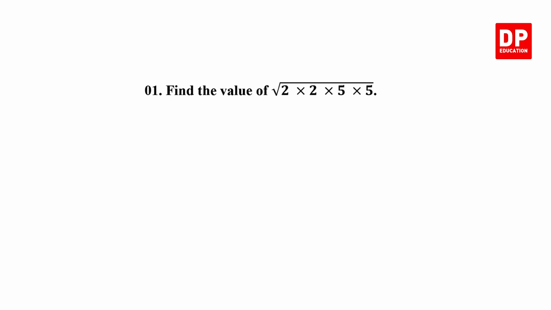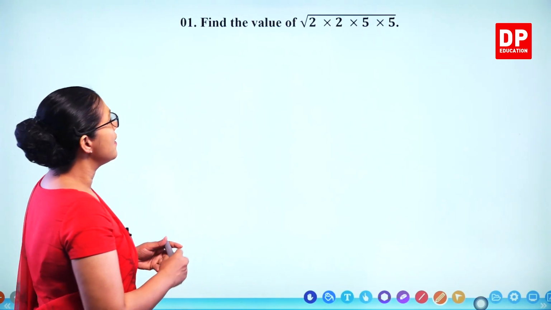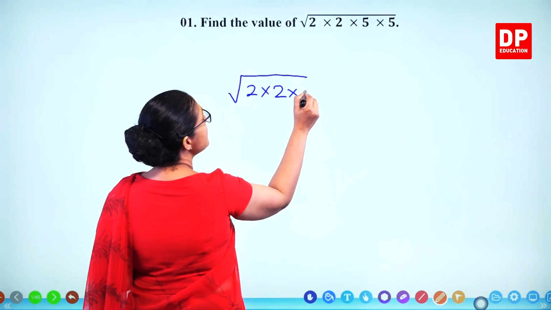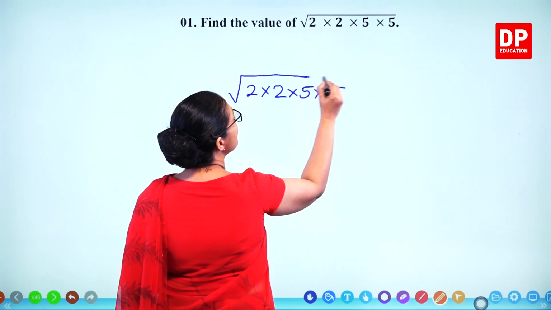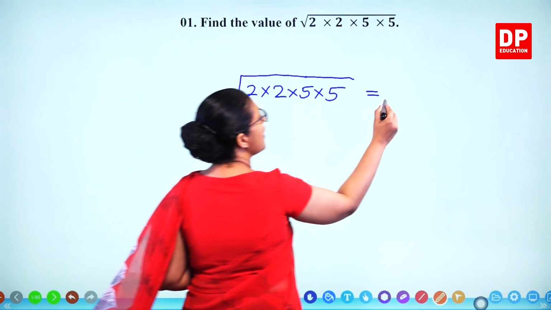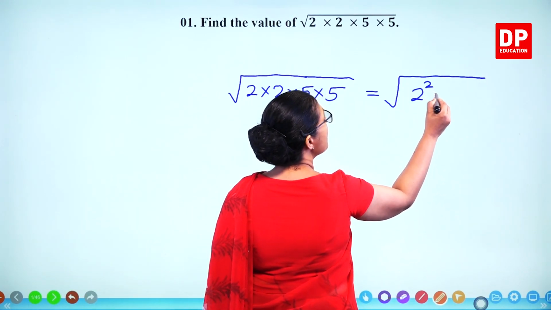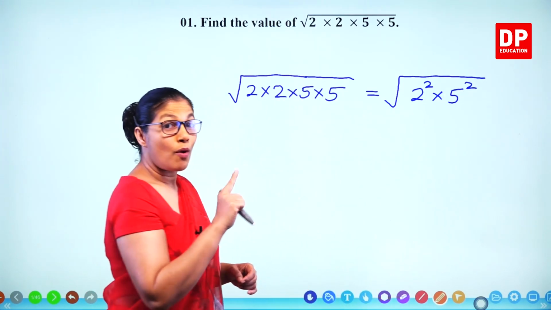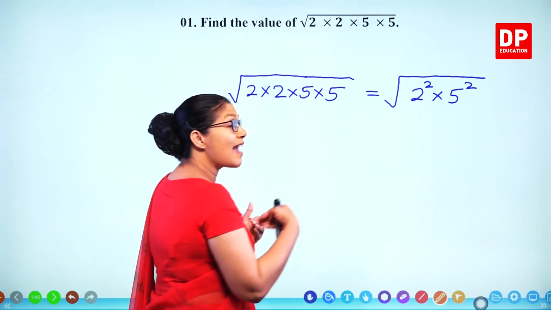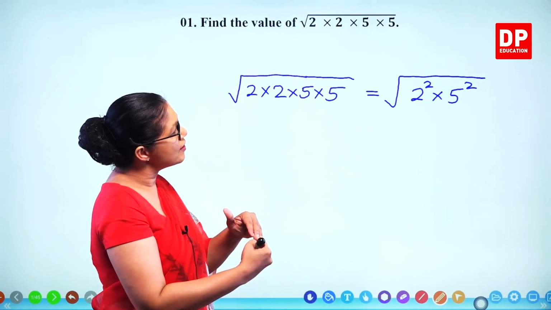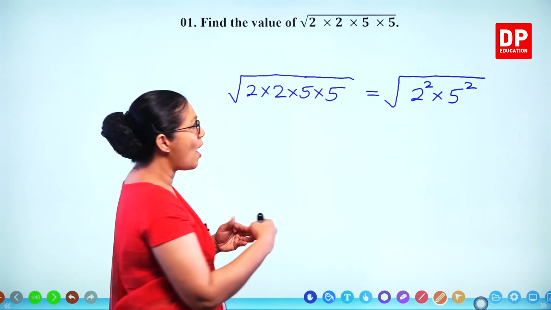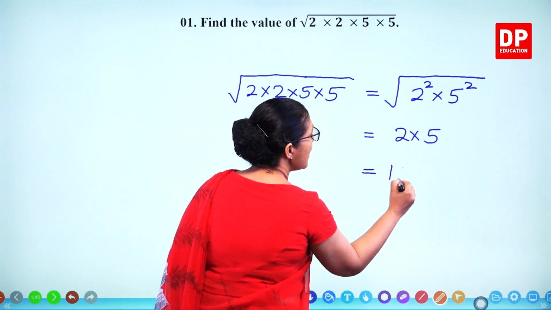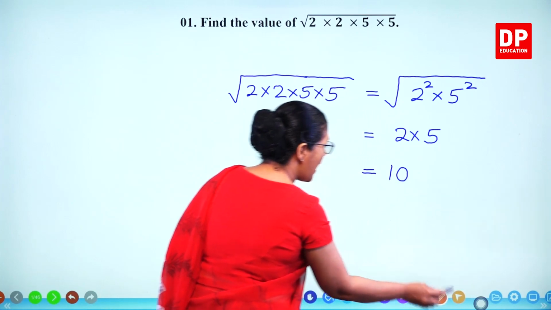Find the value of square root of 2 times 2 times 5 times 5. Now you have to find out the square root. You can rewrite this in index form. How many 2's are there? You get 2 2's. How many 5's are there? 2 5's. Square root and squared get cancelled out. Square root means power half, and the square term 2 and half get cancelled out and you get 2 and 5 there. 5 times 2, 10. So you get 2 marks for that.